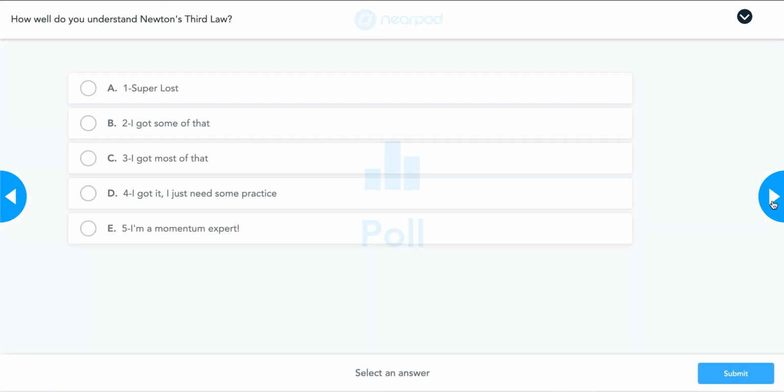Alrighty, folks, I want you to go ahead and let me know how well you understand Newton's third law. Are you super lost, or are you a momentum expert? Go ahead and answer that question.